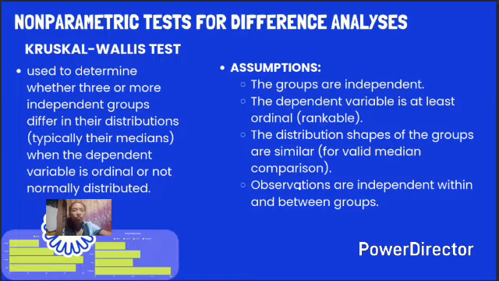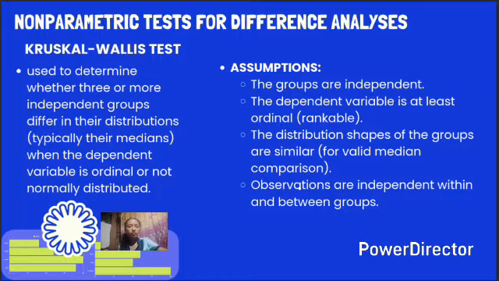So the assumptions of it is, first, the groups are independent. Second, the dependent variable is at least ordinal or rankable. Third, the distribution shapes of the groups are similar for valid median comparison. Then fifth is the observations are independent within and between the groups.